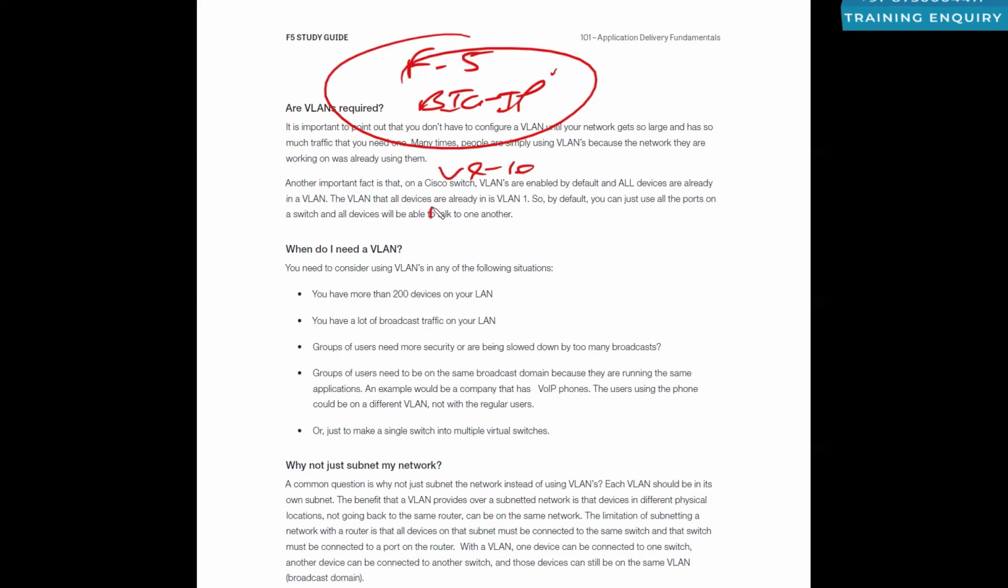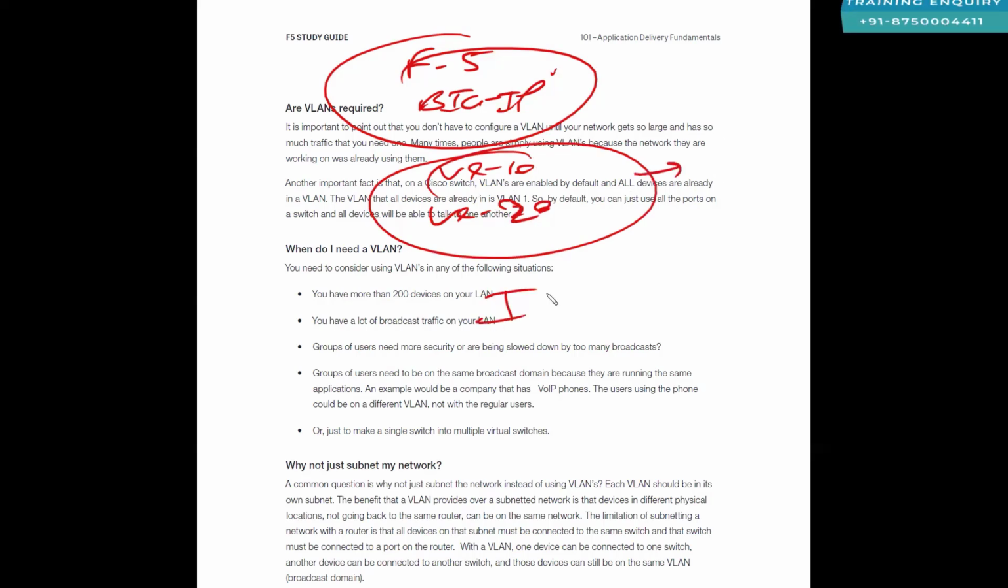Let's say you have created VLAN 10, you have created VLAN 20. By default, traffic will not move from one VLAN to another VLAN until you perform inter-VLAN routing, also known as IVR. Now, inter-VLAN routing can be performed using Cisco routers, layer 3 switches, Juniper routers, Juniper layer 3 switches, right? And also it can be performed by F5 load balancers.